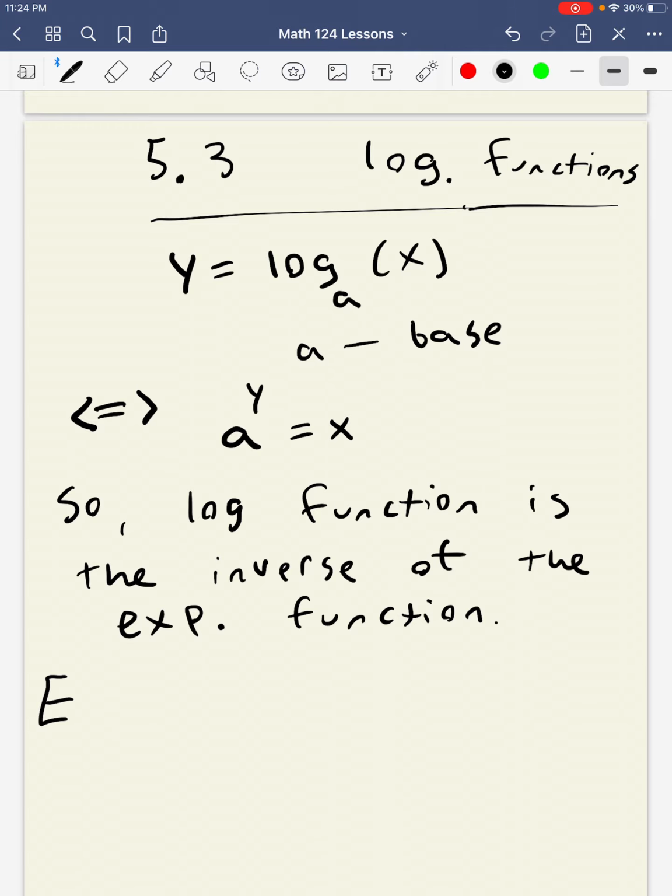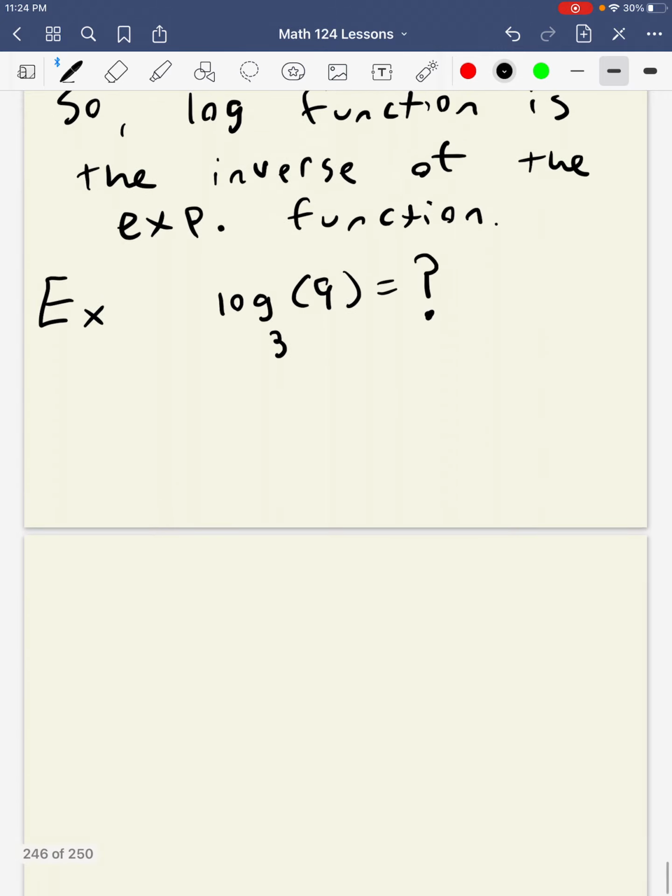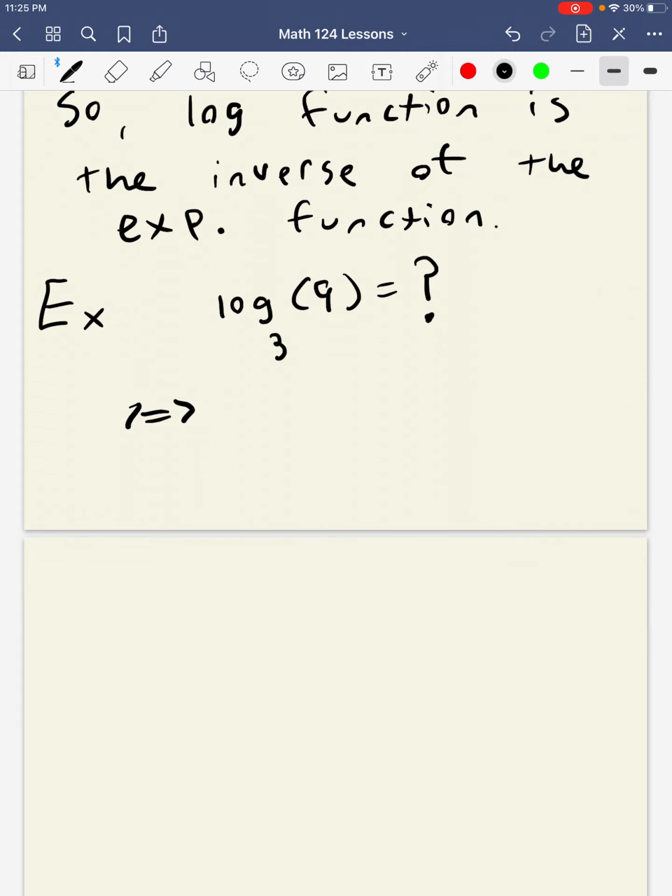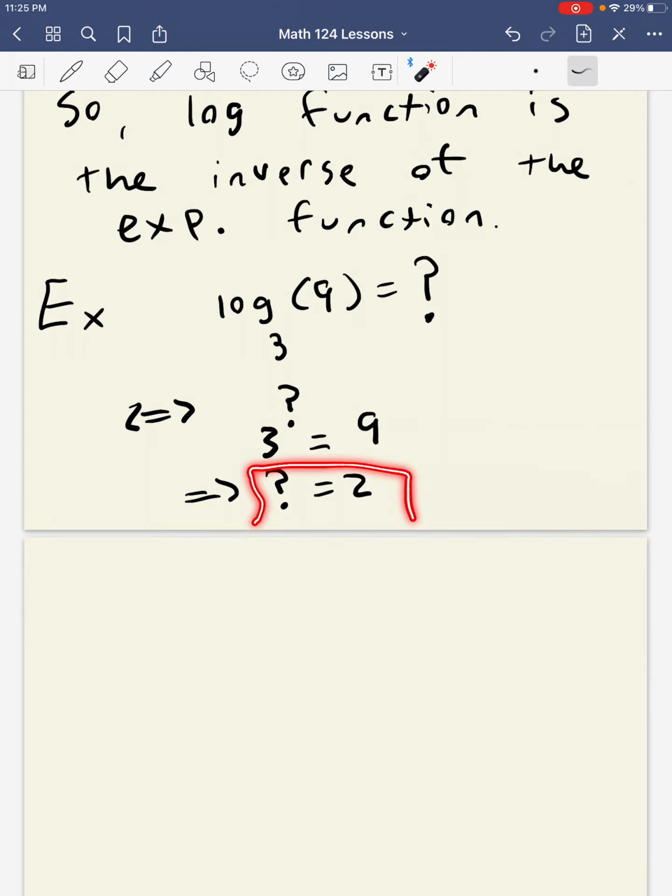Okay, so some quick examples. Say, log base 3 of 9 equals what? Equals question mark. Let's solve this. Using the above definition, that is saying 3 raised to some unknown question mark equals 9. And when you stare at it in this form, it may be more obvious that the solution is 2. That's probably just because we are more comfortable with exponential equations.